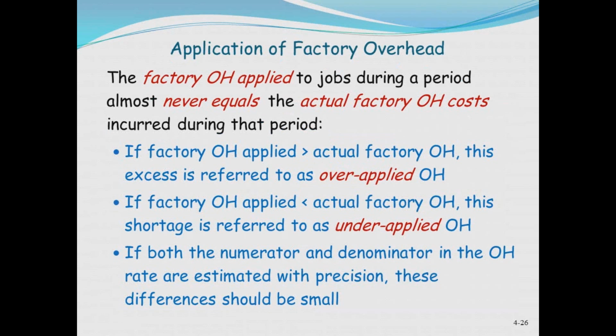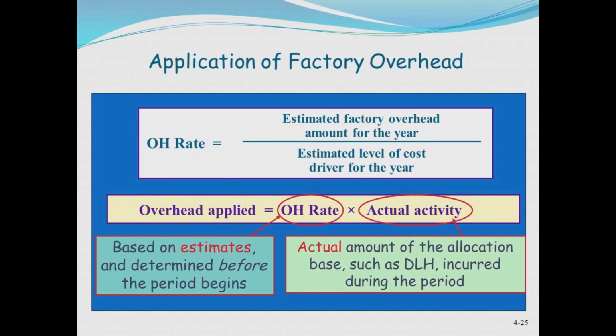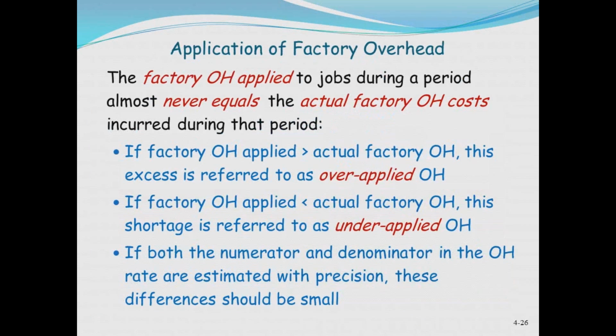Which is what I just said. If you've applied more than the actual, and the applied means this times this is the applied. If that number is greater at the end of the year than the actual, not a surprise, the excess is called over-applied. If it's less than, it's under-applied. And the key is you want to do a good enough job at the beginning of the year so that the differences are small and don't matter. That's the art of cost accounting.